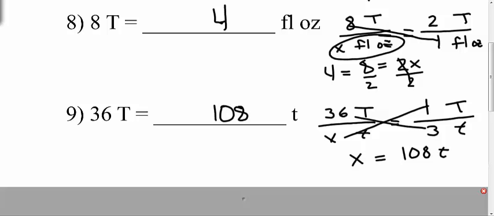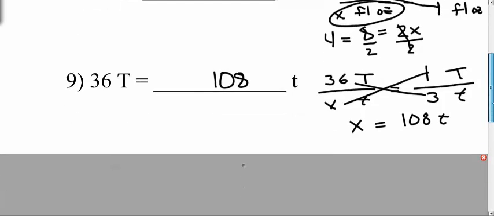108 teaspoons. Because for every tablespoon, you're going to have 3 teaspoons that it's equivalent to. So 36 times 3 is 108.